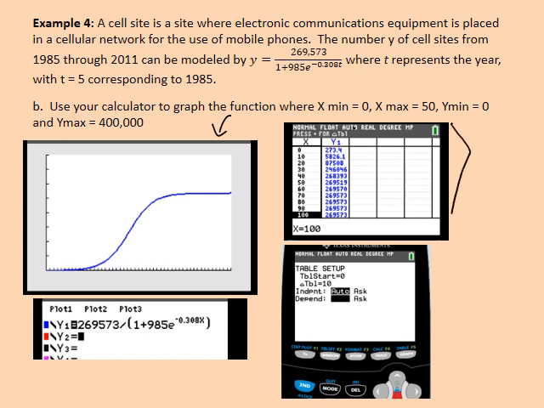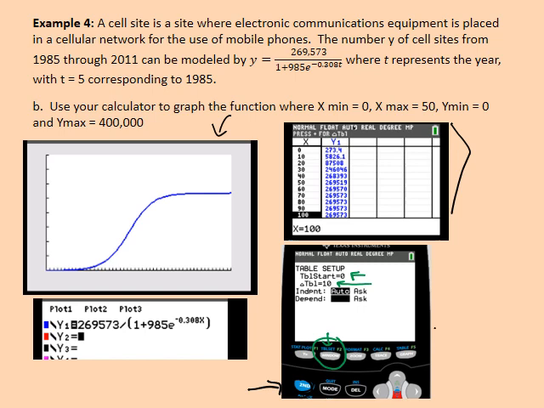Now, how did I create the table? Well, I went to second, which is right there, and then table set. Now, table set is second window. Here's table set right there. You can see it right there. And then when I went into table set, I started my table at 0, but delta table I made 10, which allowed my x values to go up by 10.